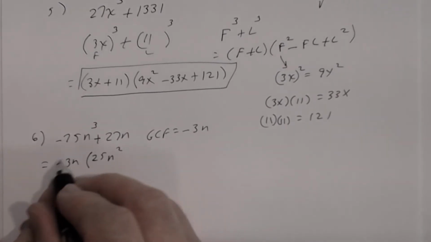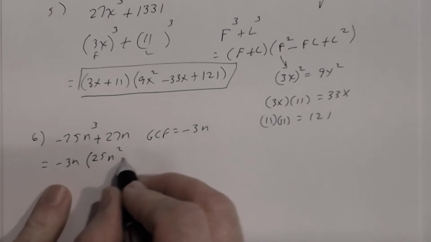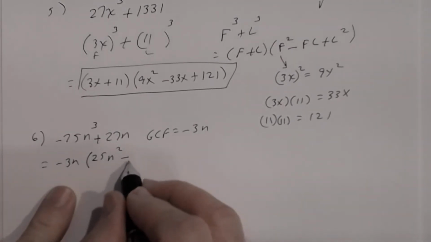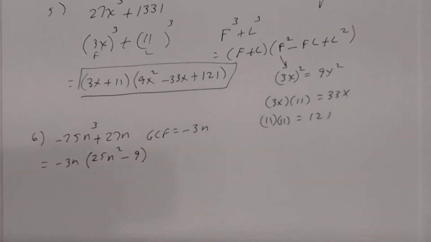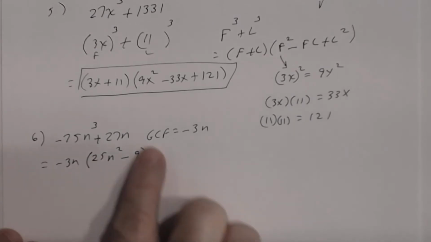Now remember, when you factor out a negative GCF, always be careful with your signs. A negative times a negative is a positive. And so a negative 3n times a negative 9 is positive 27n. Okay, now remember, don't stop there. You always got to look at that second factor right here to see if you can factor that further.